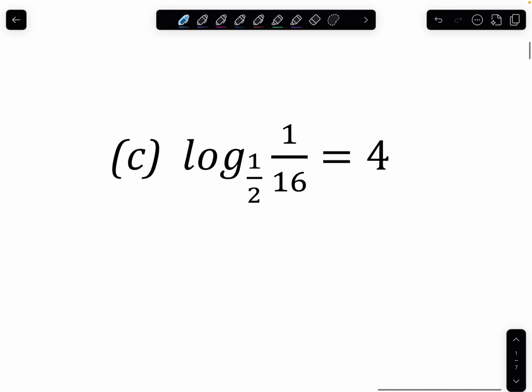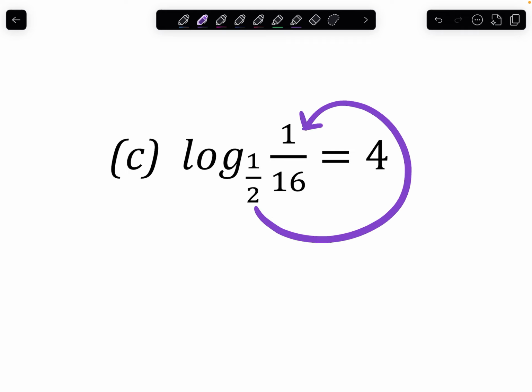Third one. This is log base 1/2 of 1/16 equals 4. Start at the base 1/2, counterclockwise loop, (1/2) to the 4th power, so it needs to go in parentheses, equals 1/16. Just going from one form to the other.